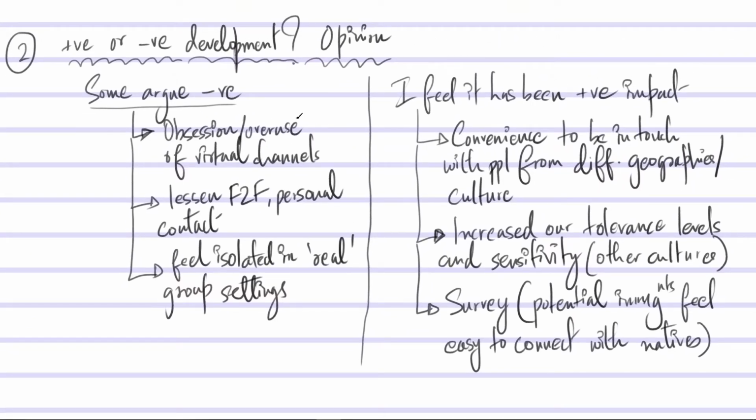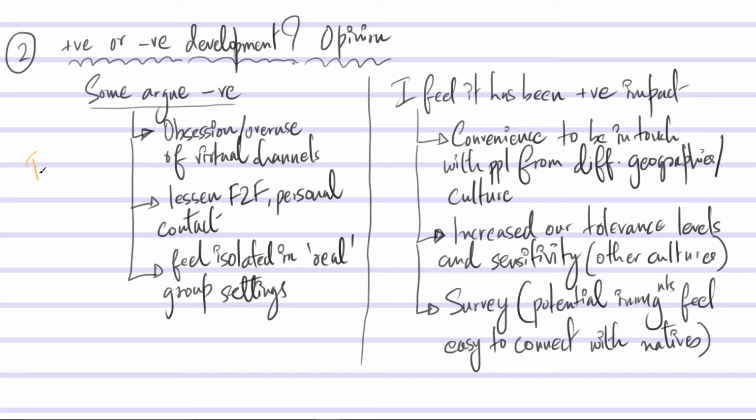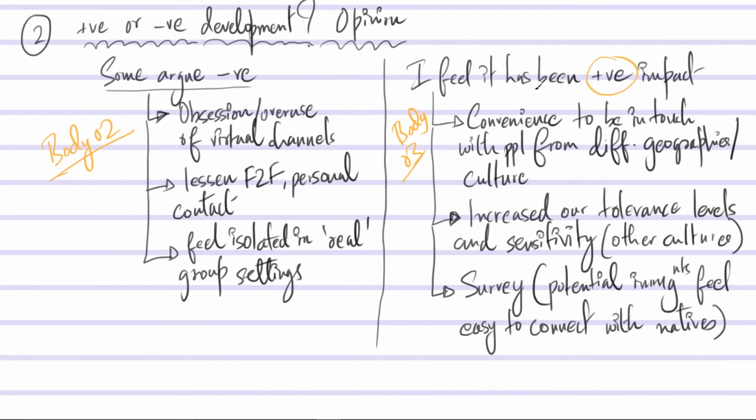So this, let me just use a different colored pen. So this could be a short body 2. This could be a counter view where I explain or justify why people think it's been negative. It's not my view, but I still have to be broad-minded and talk about them. And this could then be my view or my opinion of things before I conclude. So that's what I think, but I still have to talk about the negative as well before I highlight, so that my view is emphasized and highlighted more.